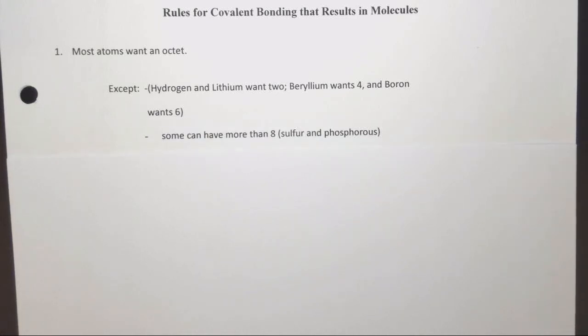There are atoms that can have more than 8, such as sulfur and phosphorus. Once we start to look at elements in period 3, they can actually have 10 or even 12 electrons around them. We're not going to deal with that scenario for the most part.